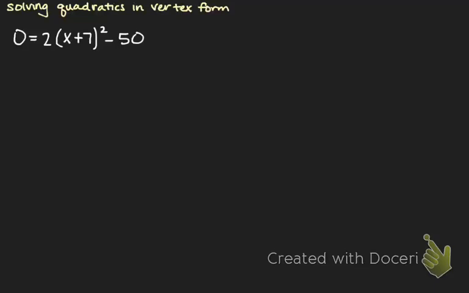Today we're going to talk about solving quadratics in the vertex form. So this form written down here, we know is the vertex form. We can identify it with the parentheses, the square. Our vertex in this case is actually going to be -7, -50. And we can find the vertex by flipping the sign of the number inside the parentheses with the x and looking at our last constant in the end. So that's going to make up our xy value of the vertex.